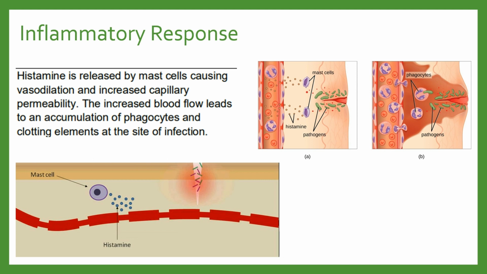So, because we've now got this increased blood flow, we've got this accumulation or build up of different types of white blood cells at our site of infection, including a specialised type called phagocytes, which we'll discuss in a subsequent video. It also recruits these clotting elements, which were discussed as part of Unit 2, and this will help to repair the damaged blood vessel and hopefully stop the entry of any more pathogens.